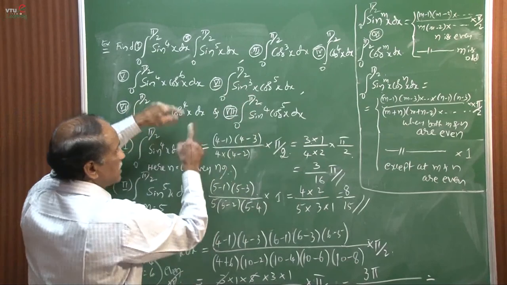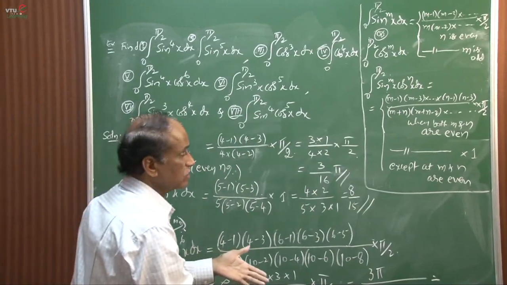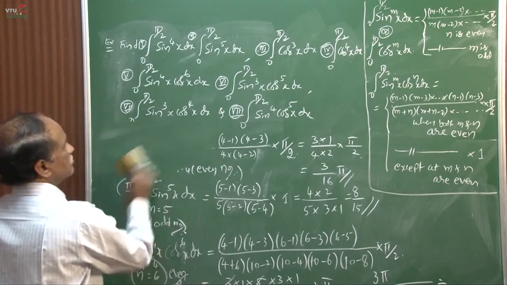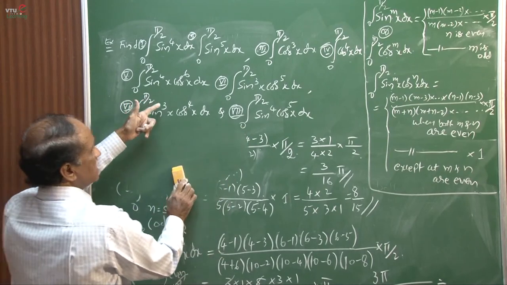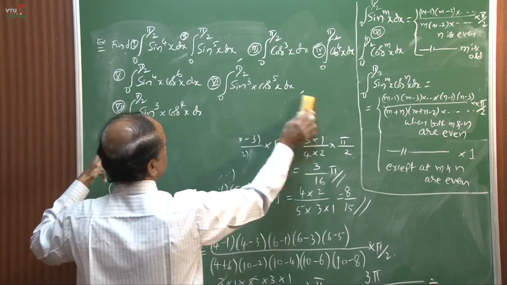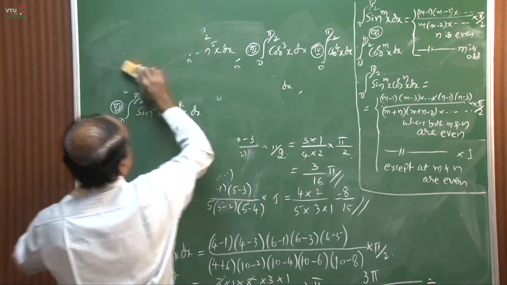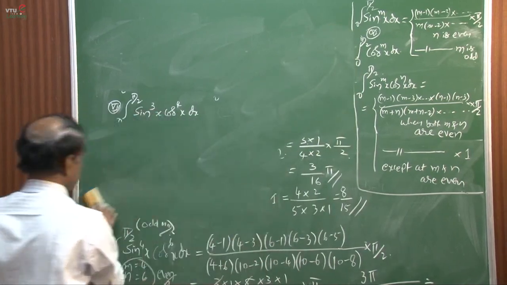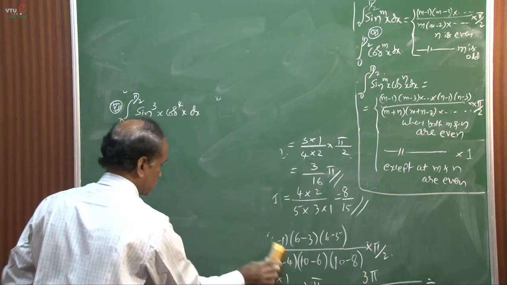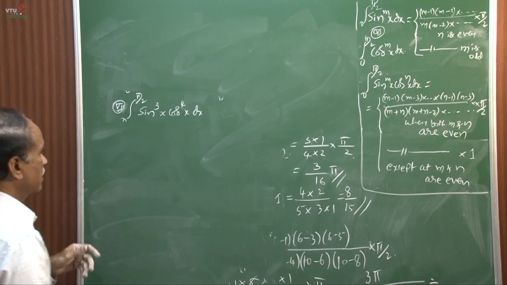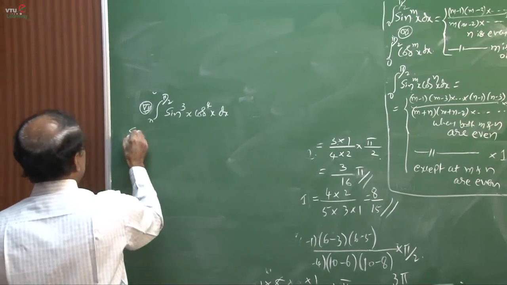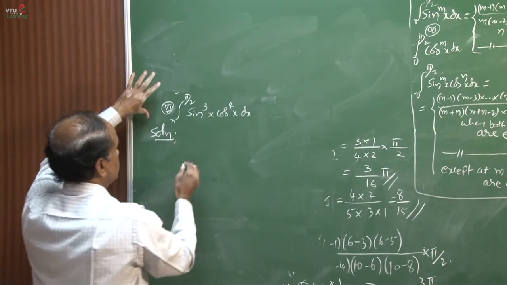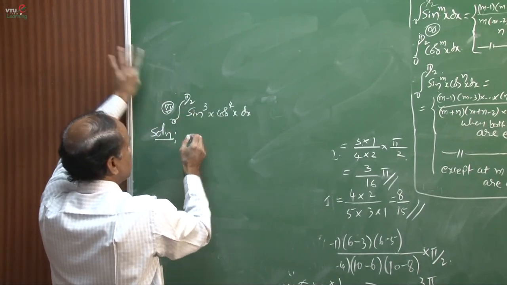The remaining three cases you carry out in the same way, but ending with 1. Let me check. Any one problem I will select. This only I will select, when both m and n are not even. Sorry. Then the solution.